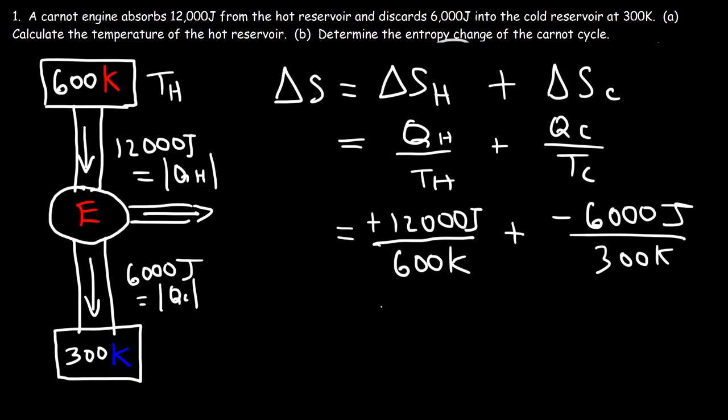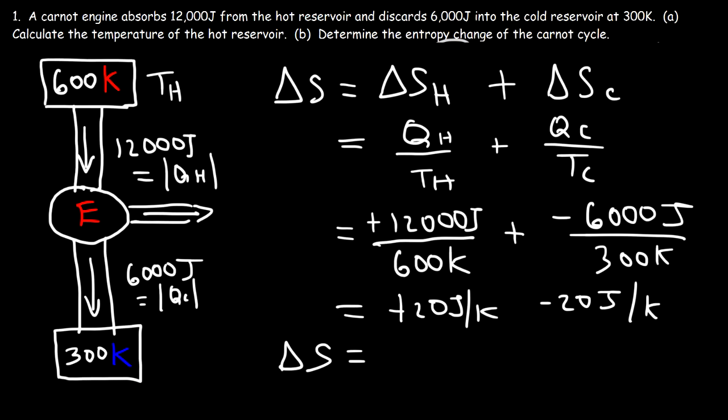So if we take 12,000 and divide it by 600, the entropy change for receiving heat energy from the hot reservoir is going to be positive 20 joules per Kelvin. And if we take negative 6,000 divided by 300, that's going to be negative 20 joules per Kelvin. So for an ideal heat engine, such as the Carnot engine, the entropy change for a reversible cyclic process is 0. And so that's it for this video.